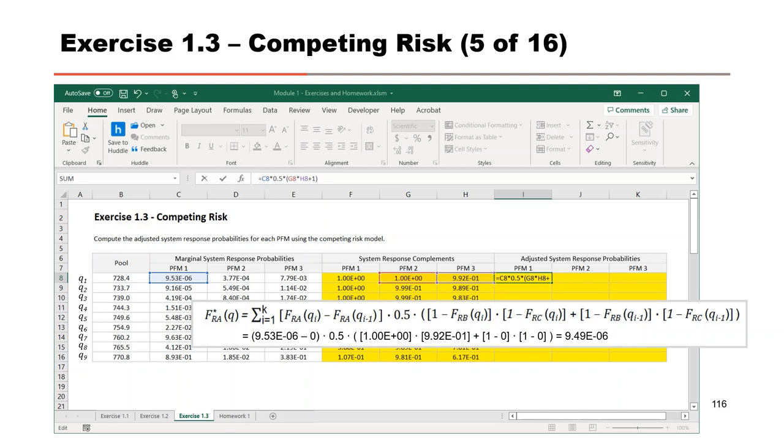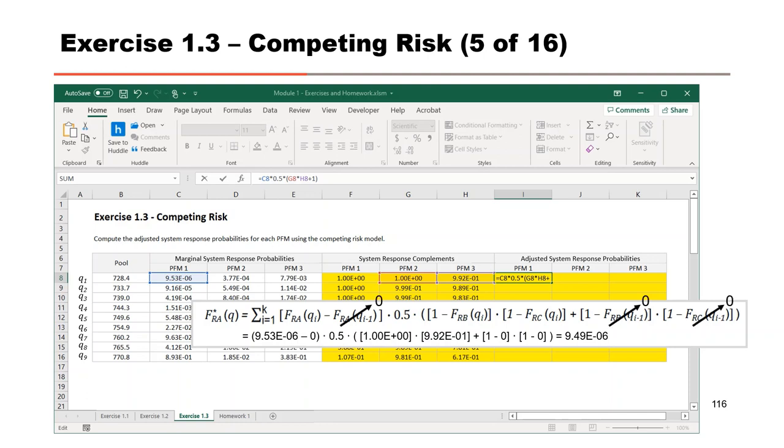For the first row of calculations, Q1, we need the marginal system response for PFM1 and the complements for PFM2 and PFM3 at both Q1 and Q0. The probabilities for Q1 will come from the first row. For hazard Q0, shown as Qi minus 1 in the equation, the system response for all failure modes will be taken to be 0, as shown here.